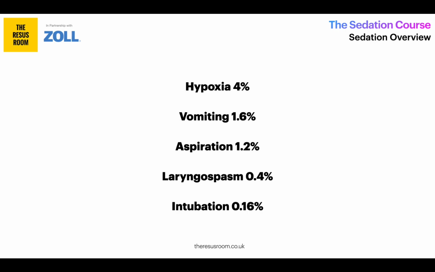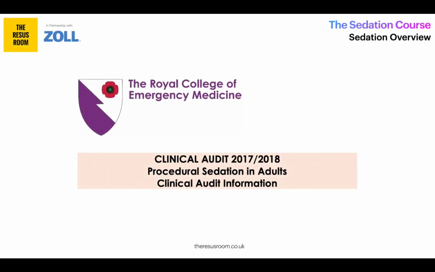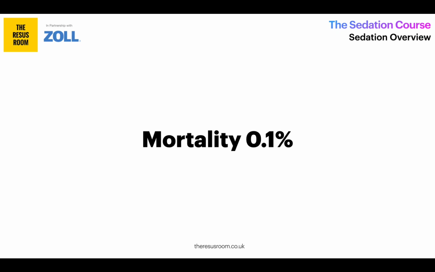Absolutely. And there is other stuff out there. And again, we'll link to this in the show notes. So there was an audit from RCEM, the Royal College of Emergency Medicine, looking at procedural sedation in adults. And that was nearly 9,000 patients, 80% of whom are getting joint reductions. And there are some other interventions in there. And that showed an associated mortality rate of 0.1% when looking at procedural sedation.